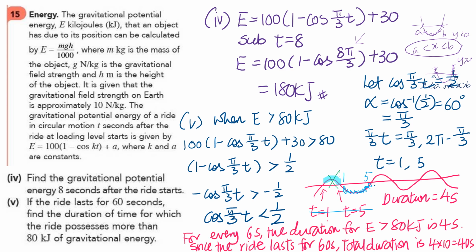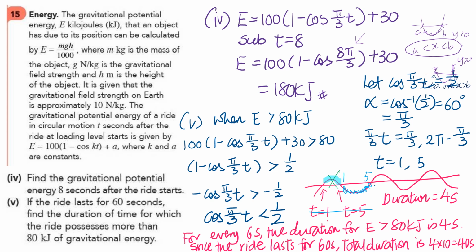For every 6 seconds, the duration for the energy to be more than 80 kilojoules is 4 seconds. Why for every 6 seconds? Because there's one cycle. Oh my goodness. Do you hear it? I hope nothing serious has happened.